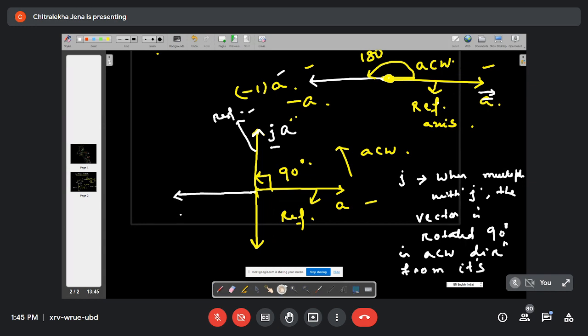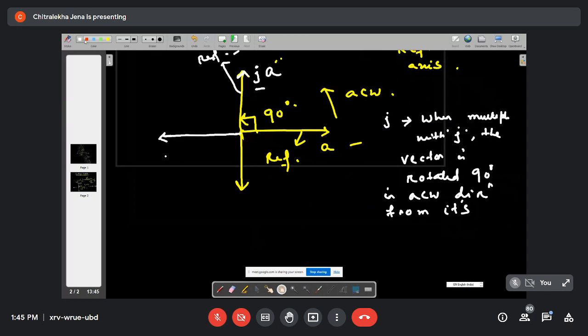Okay, so I have taken that variable j from its reference axis. Now this is my reference axis. What should I multiply such that j into a rotates another 90 degrees from its reference axis in the anti-clockwise direction? I have to multiply j with j into a. Am I correct or not? Yes, ma'am. This is my j into a.